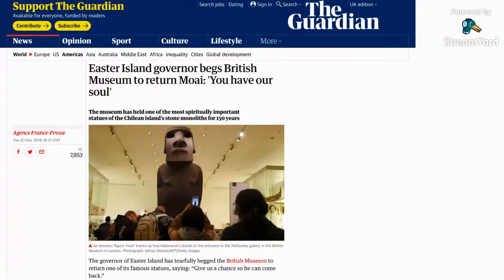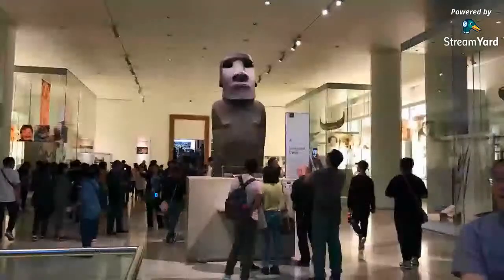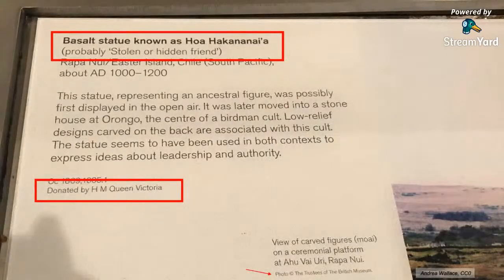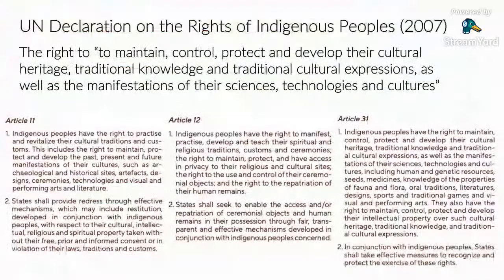So the moai is one of many works held by the museum that have been requested by descendant communities dispossessed of their culture during colonization. But on-site and online, exhibitions fail to acknowledge this. And instead, they present the moai as a gift from Queen Victoria. So a combination of legal measures are used to justify the possession and the commercial exploitation of Hoa Hakananaya, from the request notice in the gallery to the copyright notices online.